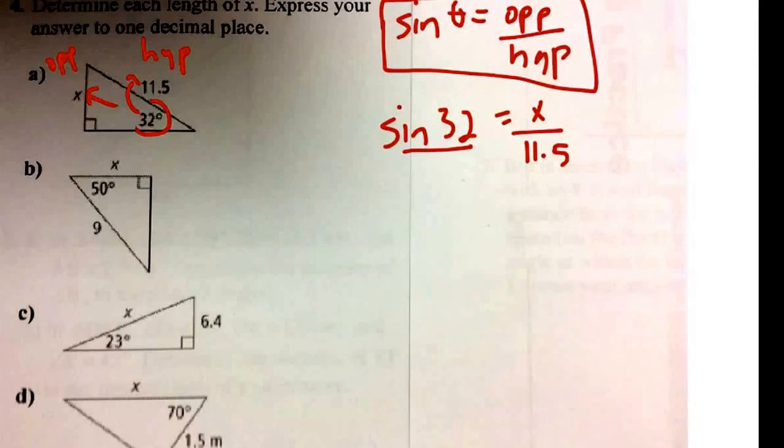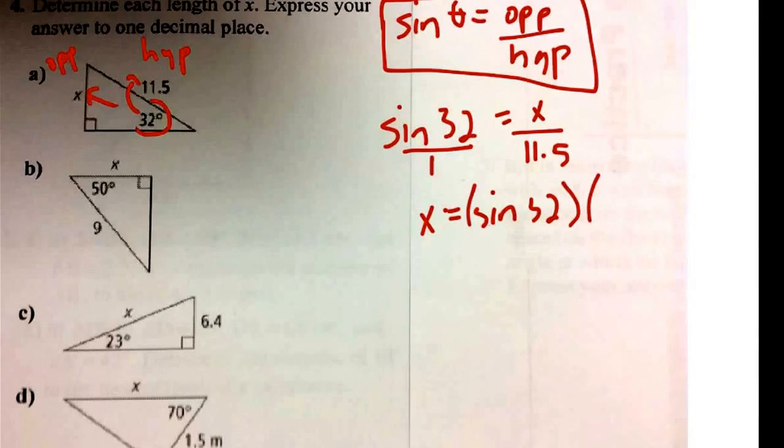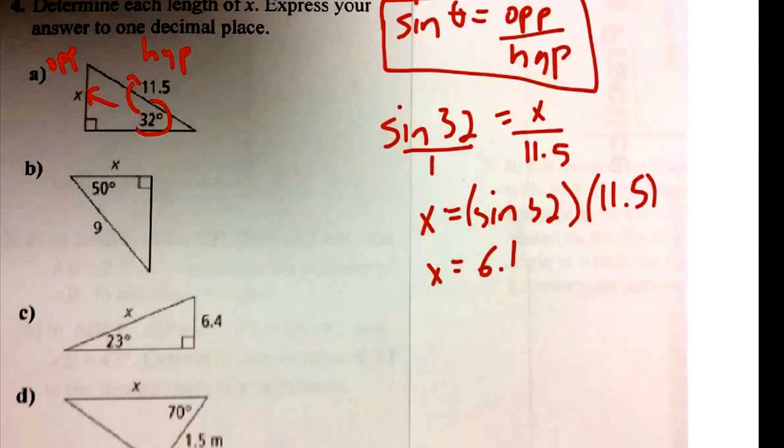So if we cross multiply this one, we'll have x times 1, which is x, equals sine 32 times 11.5. So we'll multiply those on our calculator. And we're done. So x will equal sine 32 times 11.5, which gives me 6.09, so let's round that off to 6.1. Okay, so that's it. So you can see the math is exactly the same, we're just picking sine instead of tangent.